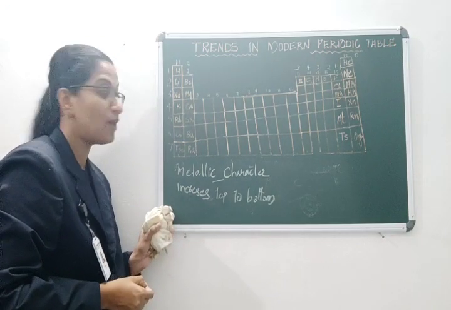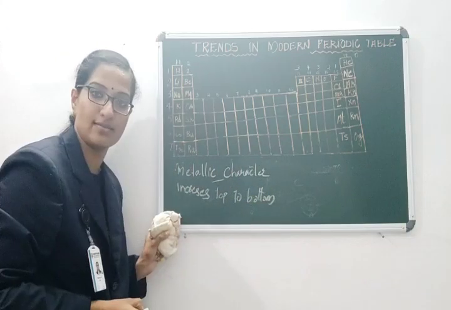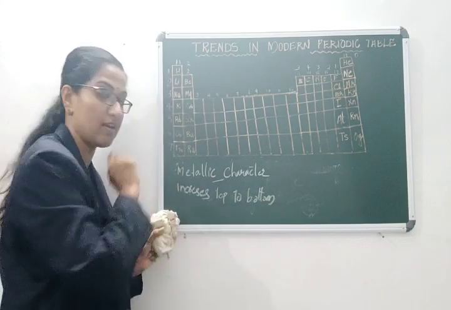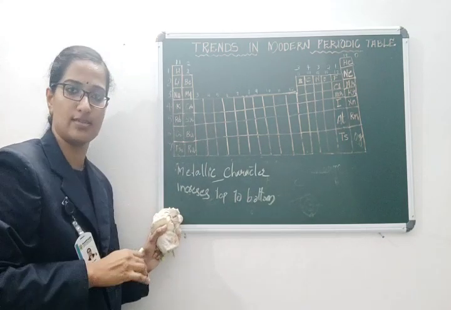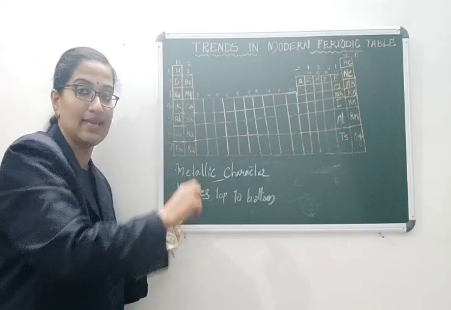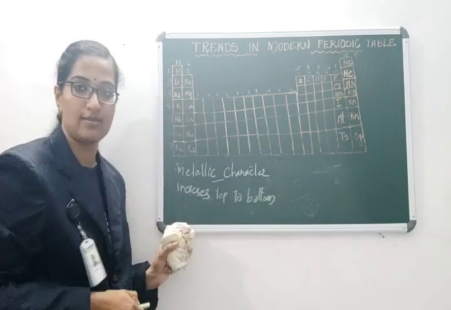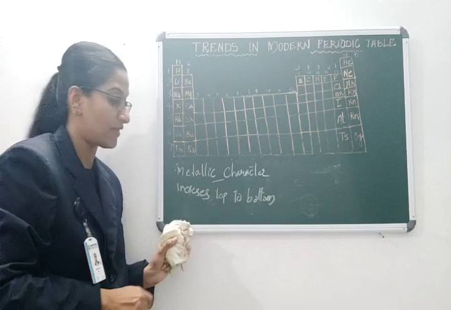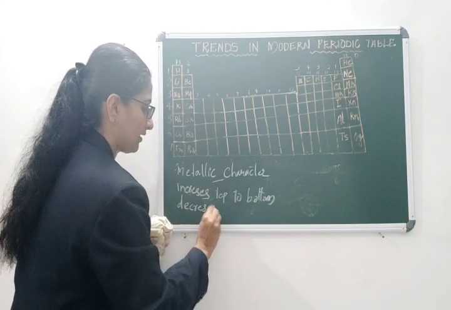How? Look here. When you come down, the shells are far away from the nucleus. Right? The shells are far away from the nucleus. As a result, the outermost electrons can be easily lost. So the metallic character increases because of the increase in size. What happens period-wise? Period-wise, metallic character decreases.